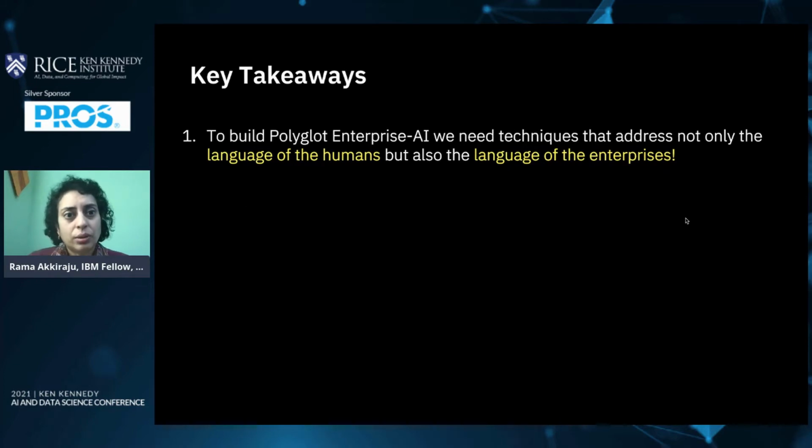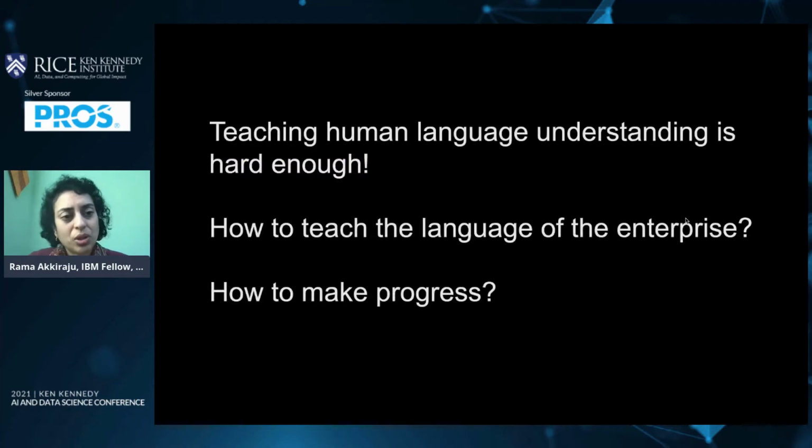So this is where I now summarize the first point, that in order to build an AI system that speaks multiple languages and that speaks the language of the enterprise, we need techniques not only to address the language of humans but also the language of the enterprise. I hope I have motivated that with those examples from the healthcare domain and from contract understanding domain. But we just spoke about how teaching human language understanding itself is hard enough because of all the complexities of human language, such as idioms, the grammar that's involved in it, the cultural context, and humor, sarcasm, and all that. But then on top of it, we have to now teach the language of the enterprise.